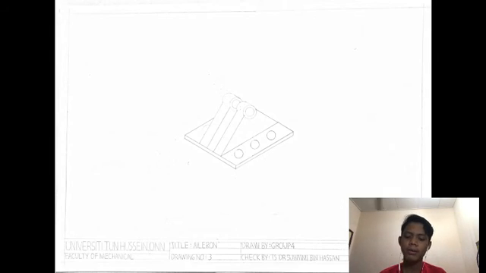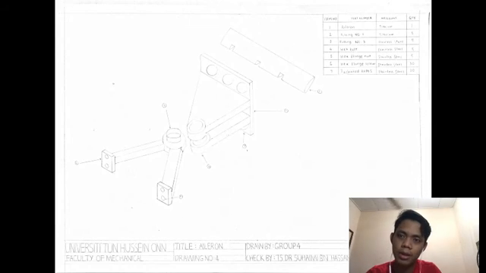The height of fitting 1 is the same as fitting 2, which is 85 millimeters, and the width is 90 millimeters, while the length is 120 millimeters. Right, in the assembly drawing we can see that fitting 1 and fitting 2 combine with the aileron and complete the aileron mechanism.